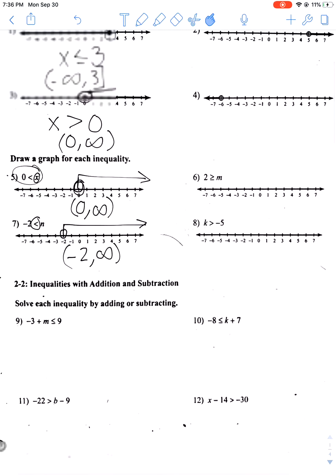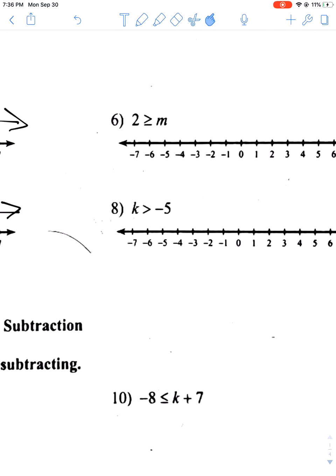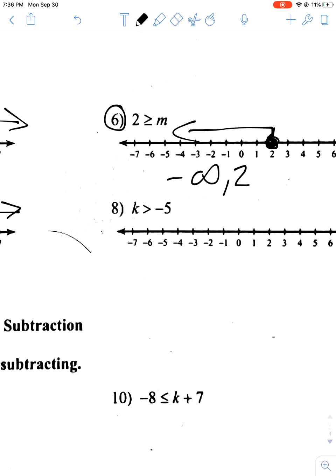Now let's look at one that's closed. That would be number 2. Right here. Okay. So my key number here is 2. Closed because of the line underneath. And it says 2 is greater than or equal to m. So that means m is smaller than 2. Well, all your numbers are smaller this way. Interval notation is, when does it start working? When does it stop working? Always a parenthesis. Closed means bracket.